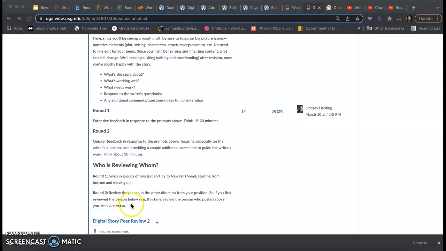For round two, then, I asked students to review the person in the other direction from their position in the list. The idea here was so that students for the second round would be able to review somebody different, but then also everyone would get a chance to receive round two feedback.